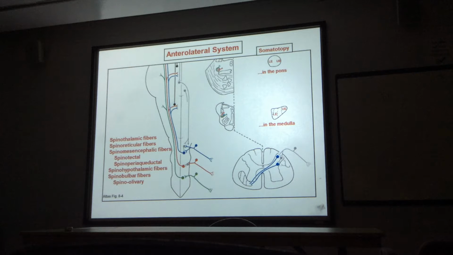Of course, one of the most important ones are the spinothalamic fibers. There's an interesting history concerning this tract in the primate spinal cord, which we don't have time for. And these are coming in at all the different levels and going spinothalamic and up to the thalamus, and we'll see that on the next slide.